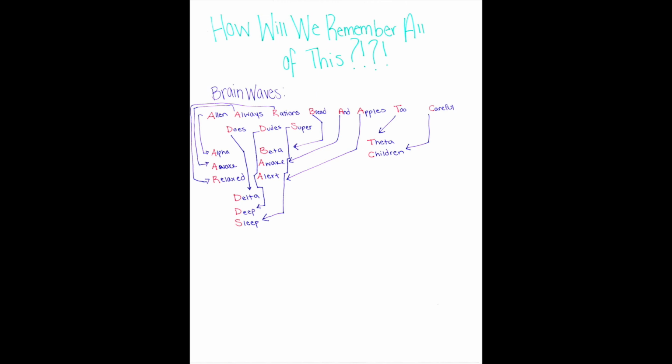A, alpha, A, awake, and then R, relaxed. We next moved on to beta waves. Beta, A, awake, A, alert. Then we have our theta waves. T, theta, C, children. And finally our delta waves. D, delta, D, deep, and D, sleep.